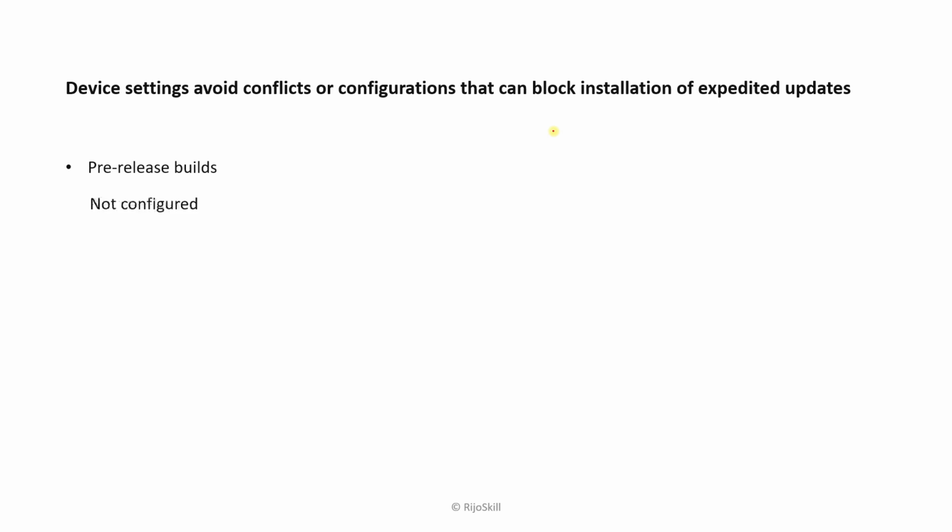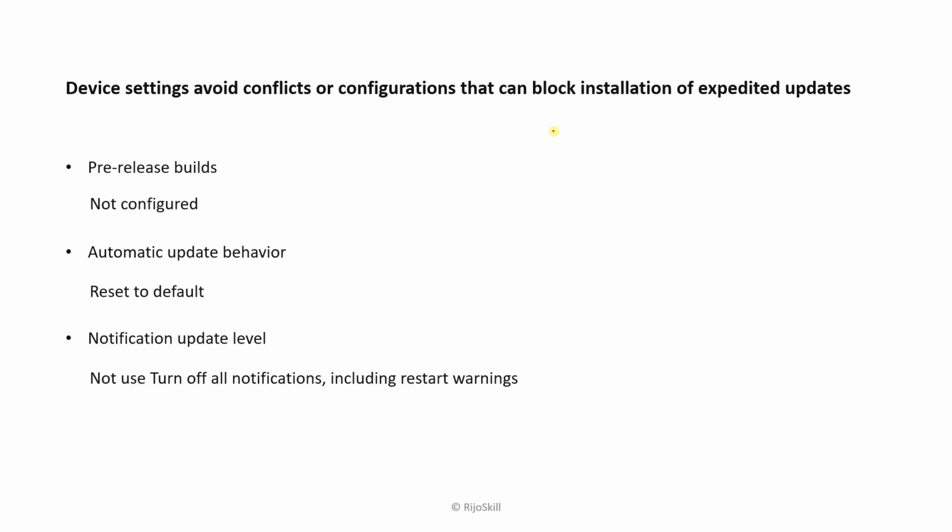So pre-release build: not configured. Automatic update behavior: reset to default. Notification update level: not use, turn off all notifications including the restart warning.